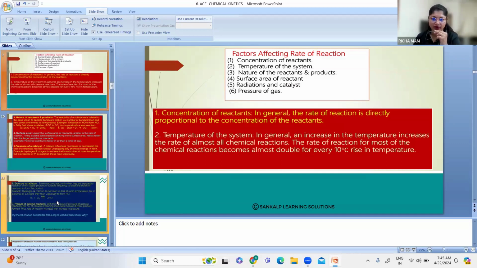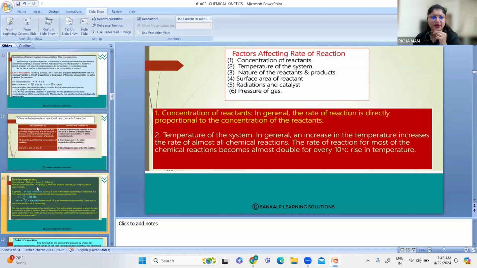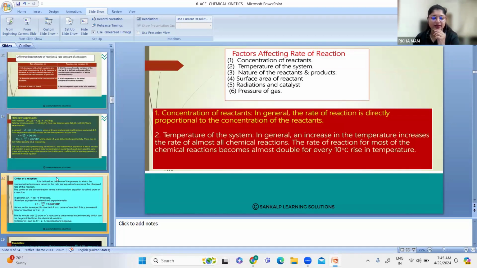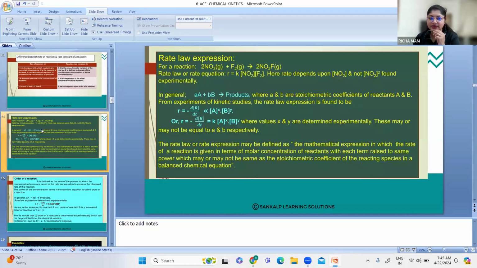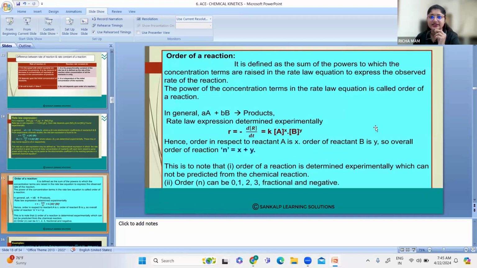Also, we had started with the order of reaction. What do you mean by order of reaction? How to write the rate law expression? We have seen how to write the rate law expression. Then we have seen what is the order of reaction. It is defined as the sum of the powers to which the concentration terms are raised in the rate law expression to express the observed rate of the reaction.